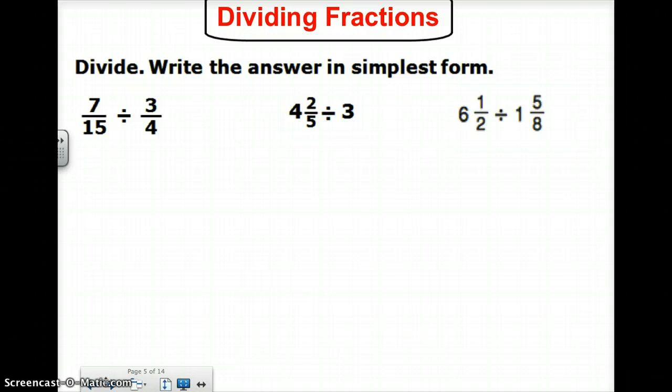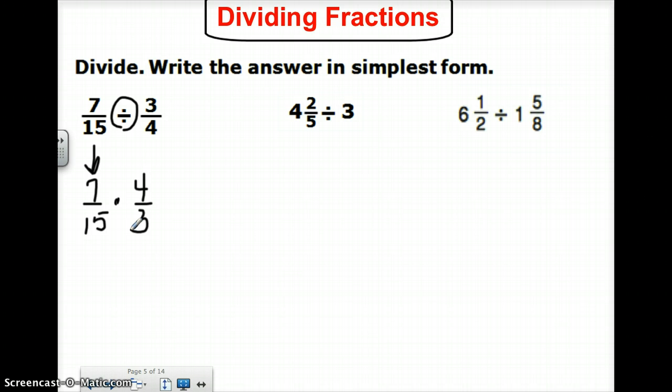So the first thing we're going to do in our problem of 7/15 divided by 3/4, we are going to copy the first fraction, 7/15. Now we want to go ahead and change our division sign into a multiplication sign and flip 3/4. When we flip it, it becomes 4/3.